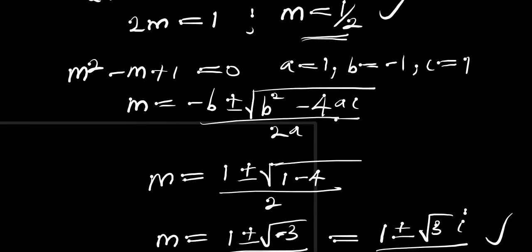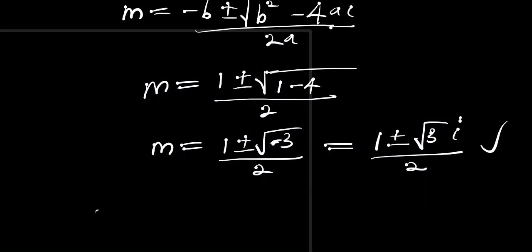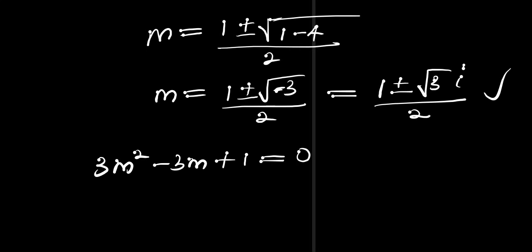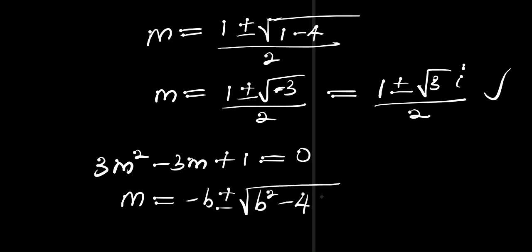We have 3m squared, then we have minus 3m. Then we also have, let me copy the last one here, plus 1, and this equals 0. So let's also make use of the formula method as well. We are going to have m equals negative b plus or minus square root of b squared minus 4ac, divided by 2a.